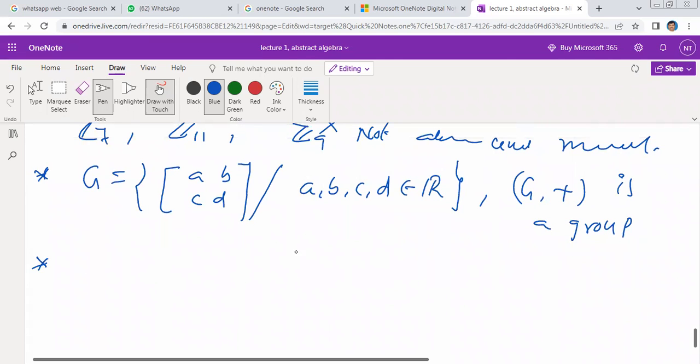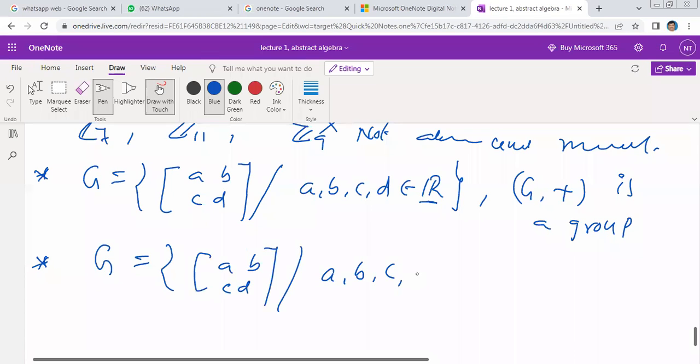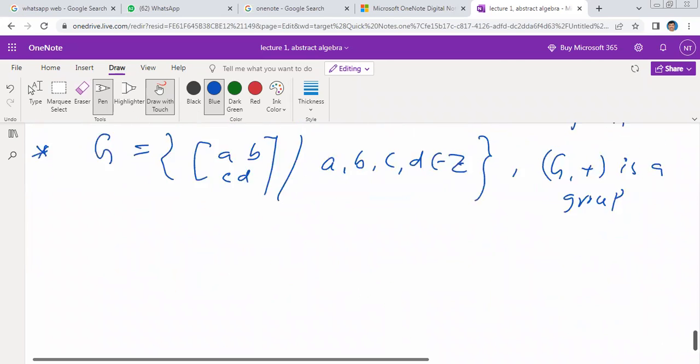My question is, instead of real numbers, if I take integers, does it form a group? G is the same 2 by 2 matrices whose entries are integers, a, b, c, d belong to Z. Does this form a group under addition? Yes sir, no doubt at all. Is it an abelian group? Yes, under addition A plus B equals B plus A, therefore it is also an abelian group.